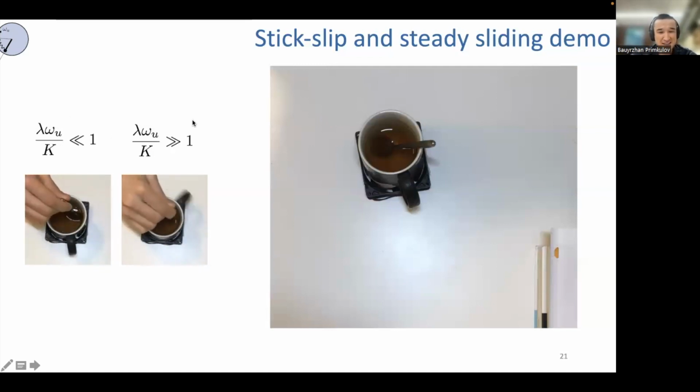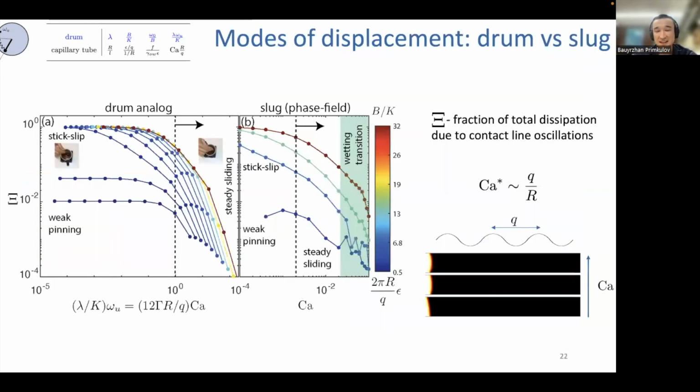So this simple parameter is supposed to tell us when our slug transitions from stick-slip motion to something that looks more like a steady sliding. So now I'm trying to go from this drum analog to something that we were interested in from the beginning. That's why it was nice to go to that frame of reference where the drum analog applies. In that frame of reference, there were only a few parameters that were important. What was important is the pinning, so the relative magnitude of pinning to spring stiffness. And the other important parameter is this time scale that showed up.